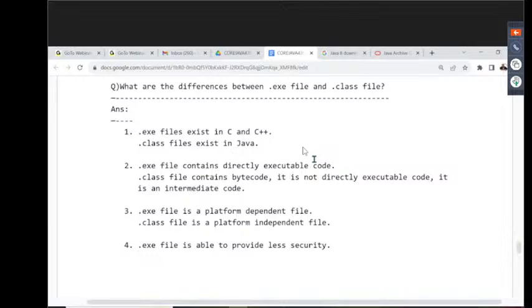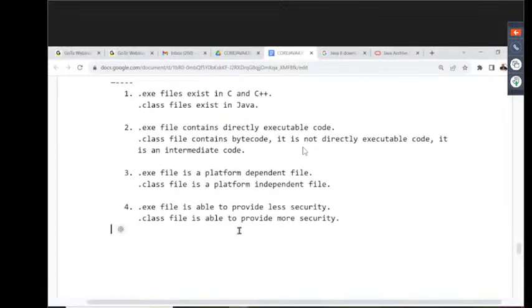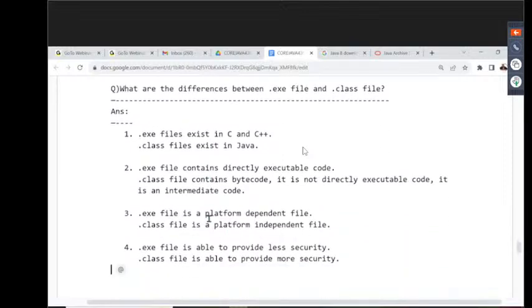Whereas a .class file is able to provide more security. Why? Because Java is a more secure programming language when compared with C and C++. Are you getting my point or not? So because of that reason, we can conclude that a .class file provides more security, but an .exe file provides lesser security. Is everyone getting clarity or not? These are the various points we have to understand.